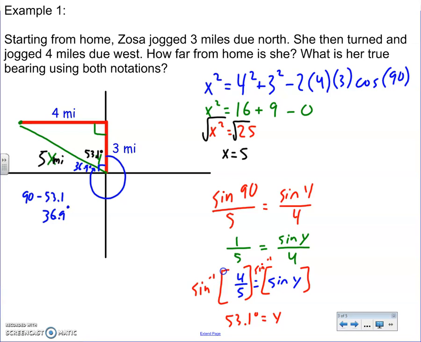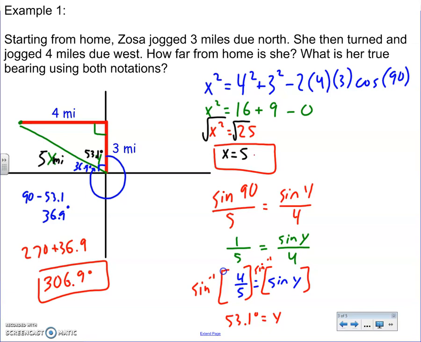All right, now I can add them up. So I can say, what is that? 270 plus 36.9. That gives me a 306.9 degree true north bearing. All right, so we have the distance, 5 miles. So add units to that. And we have the bearing true north.